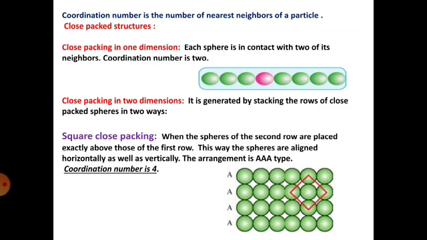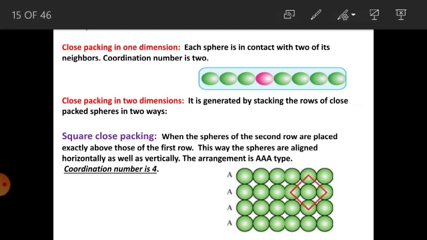Before that, let me tell you what a coordination number is, which is very important. The coordination number is the number of nearest neighbors of a particle. Now let us study close packing in one dimension. When identical hard spheres are arranged in a row touching each other, one dimensional close packing is formed. It means these identical hard spheres are arranged in a row touching one another, where each sphere is in contact with two of its neighbors. If I consider this one sphere, it is in contact with two spheres, and therefore its coordination number is 2.